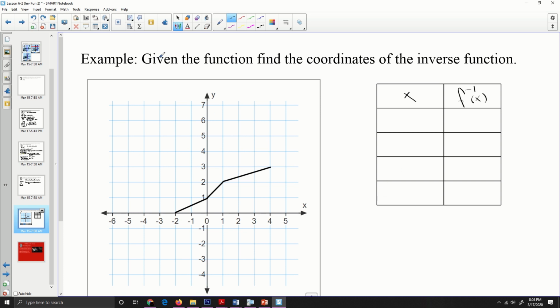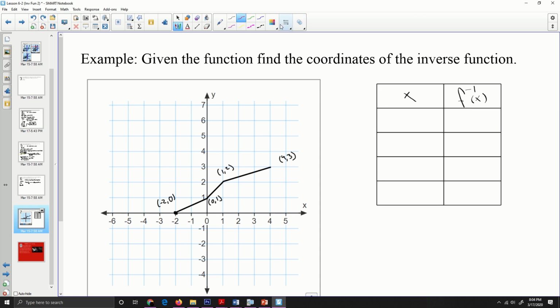So let's talk about, given this function, find the coordinates of the inverse function. So this function on this black set of values does not have an equation like the ones we had in the past, but it has some points, and we can deal with those points. We can say that this point is negative 2, 0. We can say that this point right here is 0, 1. We can say that this point right here is 1, 2. We can say that this point right here is 4, 3.